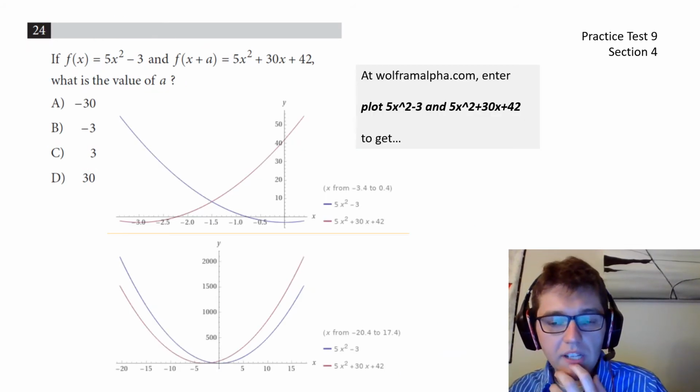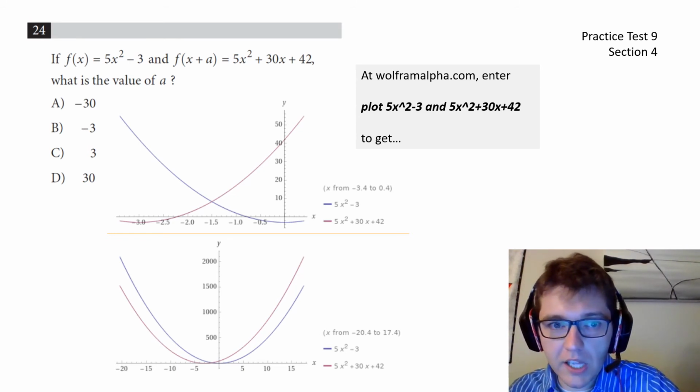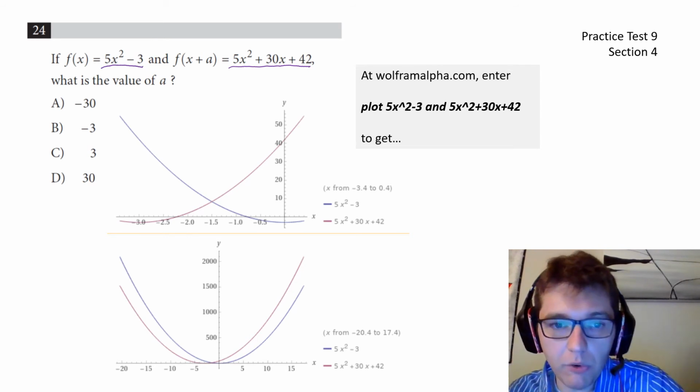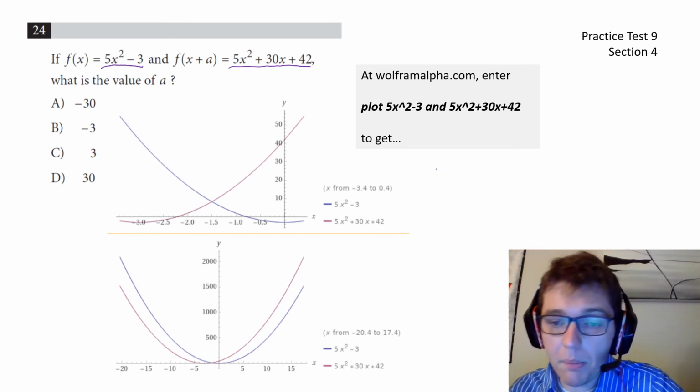If you were to go to a site like Wolfram Alpha, or do it on your graphing calculator and just say plot 5x squared plus 30x plus 42 and plot 5x squared minus 3. This output here is from Wolfram Alpha. You'll get this plot here. This is the same plot. The top one's just zoomed in a bit.